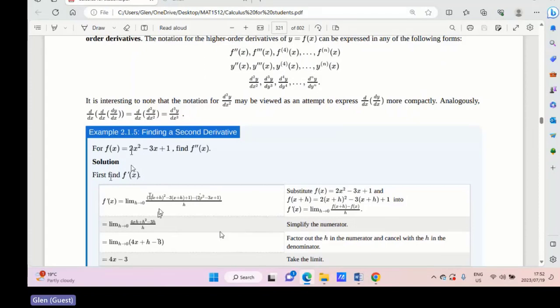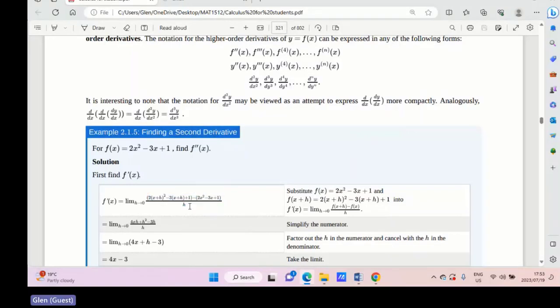It is going to be 2 into x plus h squared minus 3 into x plus h plus 1, close bracket. Then minus f of x, which is just 2x squared minus 3x plus 1, all over h. Clear to everybody? Yes. Is everybody happy on this line? Yes, sir.